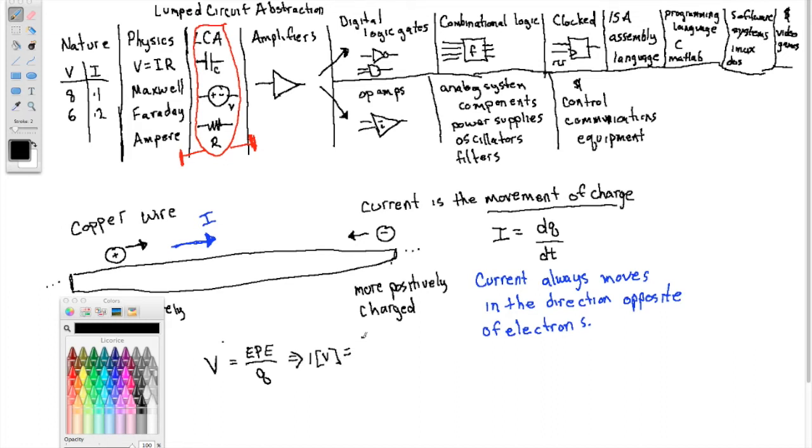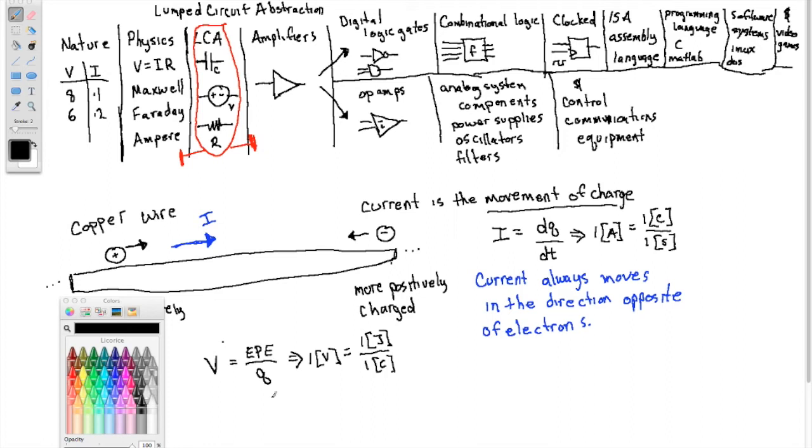1 volt equals 1 joule divided by 1 coulomb. Coulomb is the measurement of charge. So up here for current, current is measured in amps. 1 amp is 1 coulomb divided by 1 second.